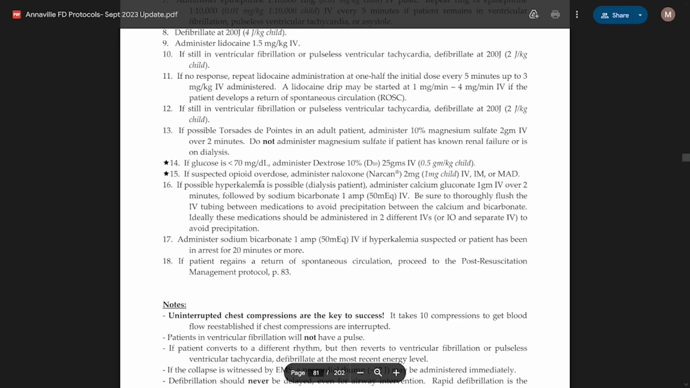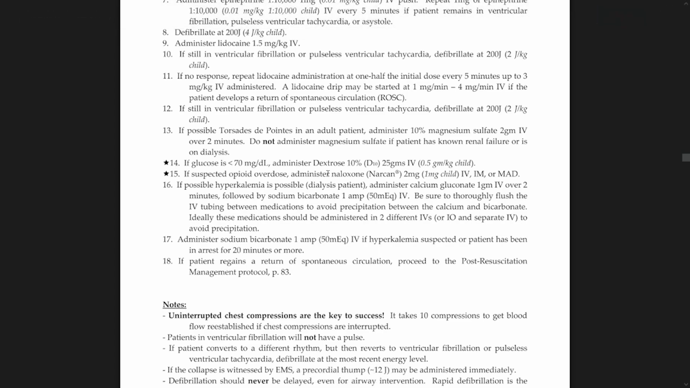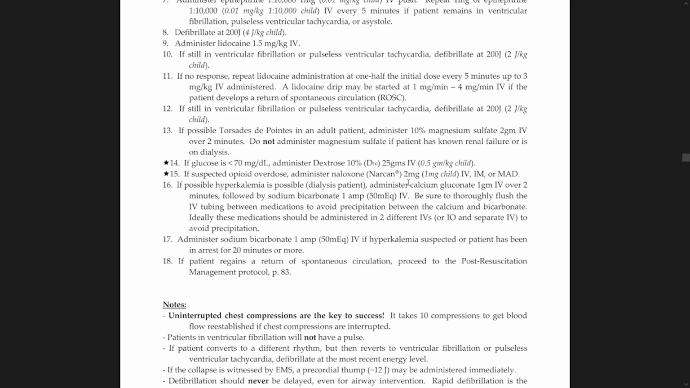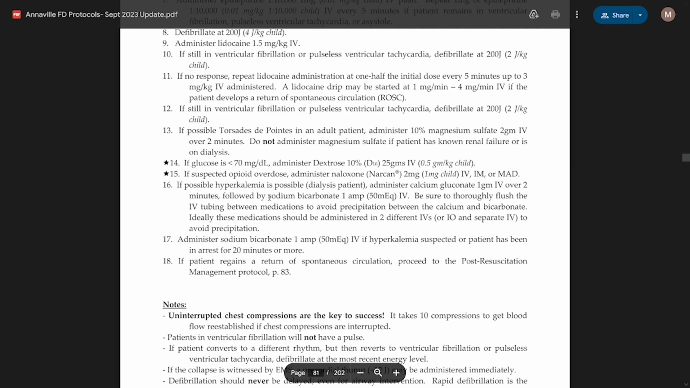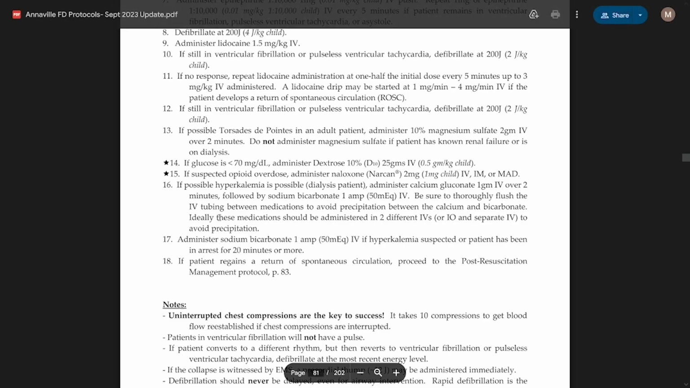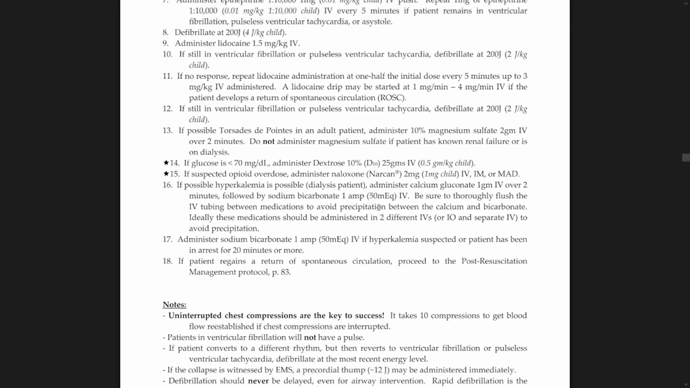If a suspected opioid overdose is occurring, administer naloxone or Narcan 2 milligrams, or 1 milligram for the child, via IV, intramuscularly, or a MAD device. If possible hyperkalemia in a dialysis patient, go ahead and administer calcium gluconate at 1 gram IV over 2 minutes, followed by sodium bicarbonate at 1 amp or 50 milliequivalents IV. Be sure to thoroughly flush the IV tubing between medications to avoid precipitation between the calcium and bicarbonate.